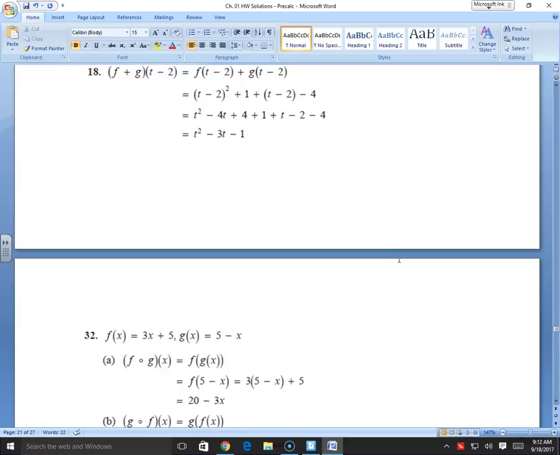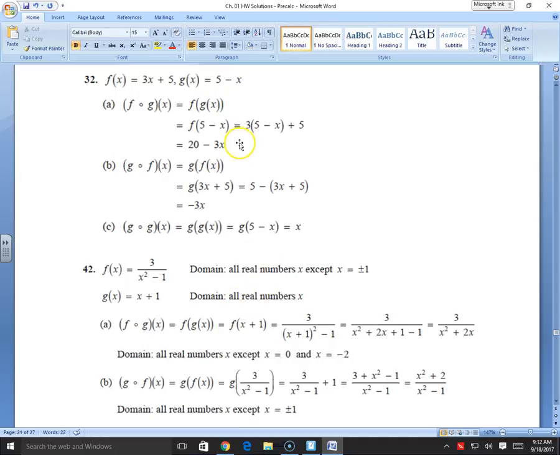Number 32, you guys can kind of start seeing down below. This is where the composition started. We're in the 30s. Remember, check the answers first. And if you don't have the right answer, go ahead and get the right answer down. Then if you have time, go backwards. Now is not the time to frantically write the whole problem. A is 20 minus 3x, B is negative 3x. C, they should have undone each other. You guys haven't learned that yet. So same thing. In a sense, everything should have canceled out except for x.